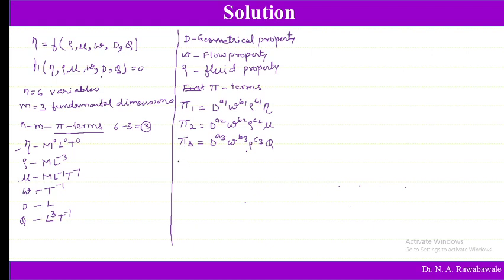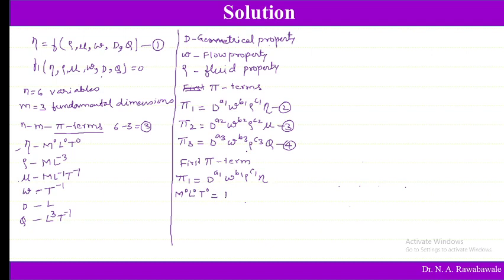Now we select the first pi term. We call this equation 1, this equation 2, this equation number 3, and this equation number 4. Now the pi 1 term: pi 1 is equal to d to the power of a1, omega to the power of b1, rho to the power of c1, efficiency. Pi terms are dimensionless, therefore the dimension of pi is M to the power of 0, L to the power of 0, T to the power of 0.